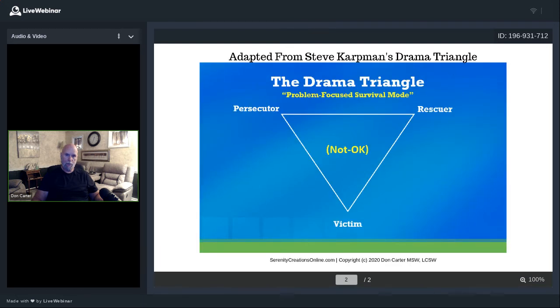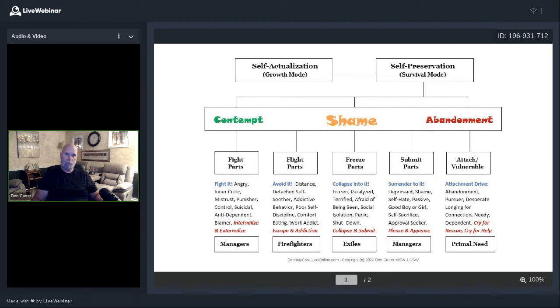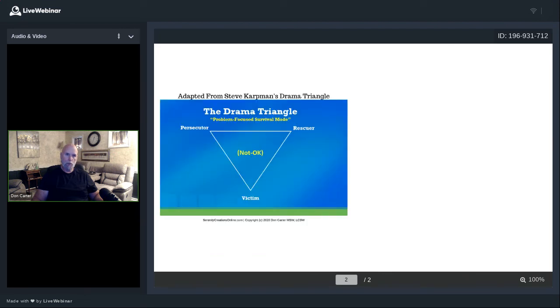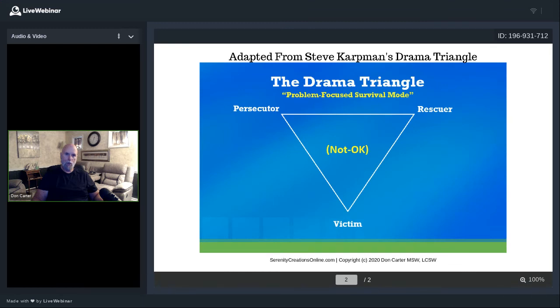And let's look at what happens when we get caught up in a reactive part. This is the drama triangle, Steve Karpman's drama triangle. I like it because it gives us the roles that we can play when we're reactive. So when we get triggered into these reactive parts, we have no choice but to become a victim or a persecutor or a rescuer. A victim, a persecutor, or a rescuer. And it's driven by feelings of either I'm not okay, you're not okay, or none of us are okay. It's a problem-focused survival mode.